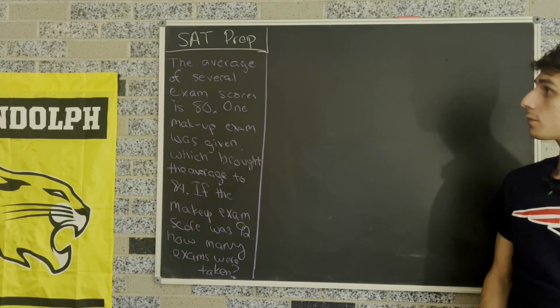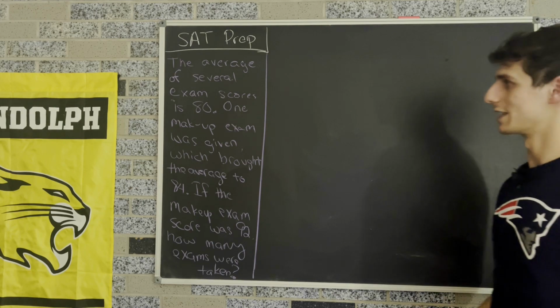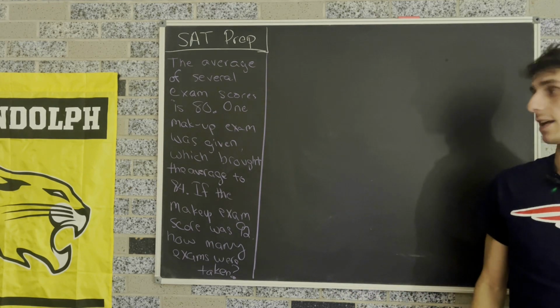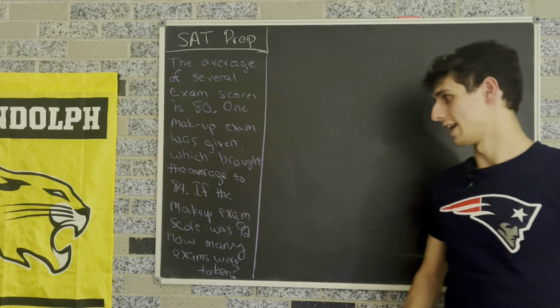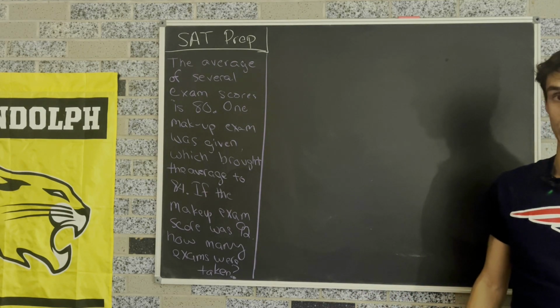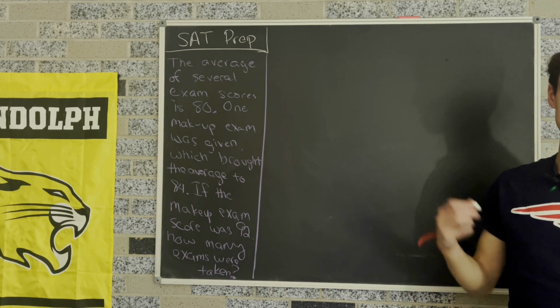So, the first question tells us that the average of several exam scores is 80, and one makeup exam was given, which brought the average up to 84. If the makeup exam score was a 92, how many exams were taken?